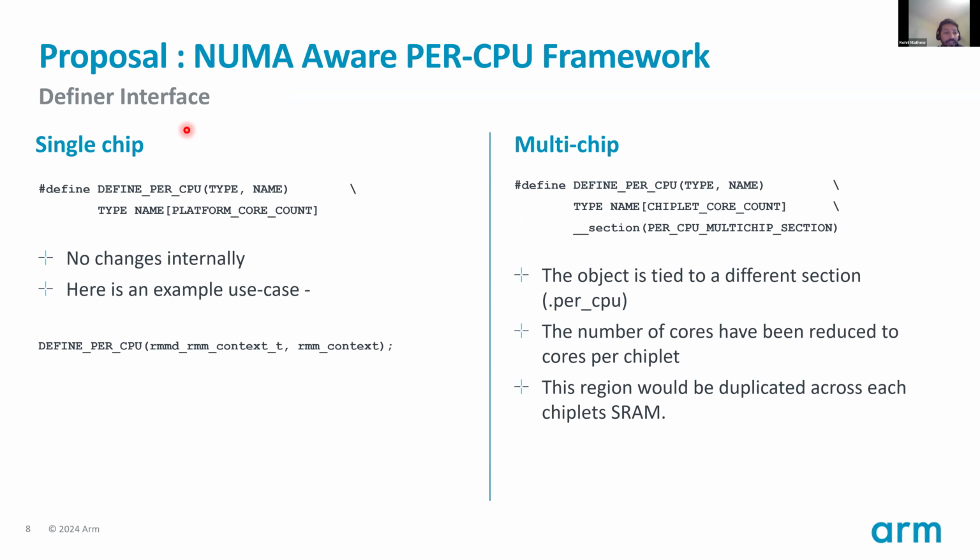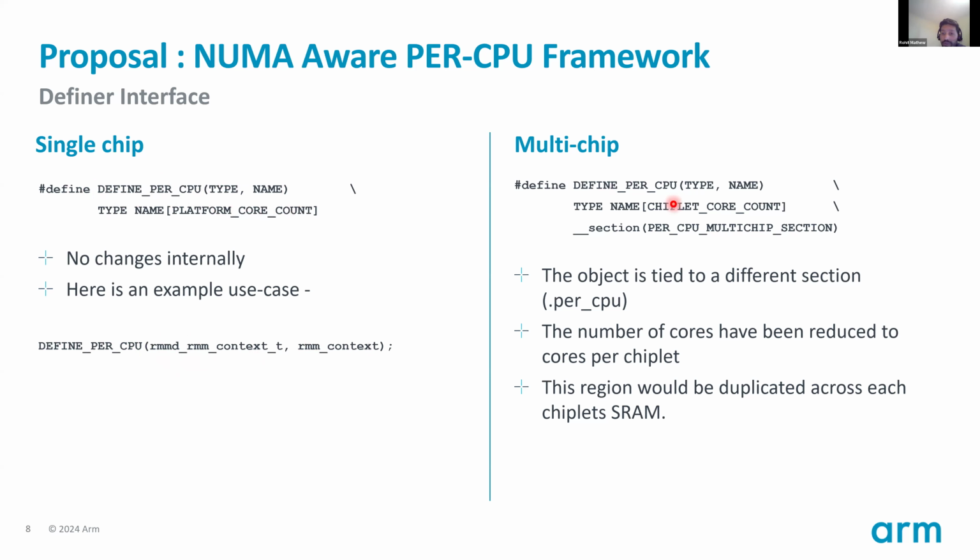So coming to the define interface, now this is how we make use of the framework. So the first part is how do we define a per-CPU object? So the interface is like this. We use define per-CPU, then there's a type, then there's a name. As an example, if we use RMMD context, we use this. This will probably be the way we use this particular interface. And underneath it, for single chip, it's essentially the same. We're not doing anything. So it's type, name, and then there's platform core count. So that's not going to change.